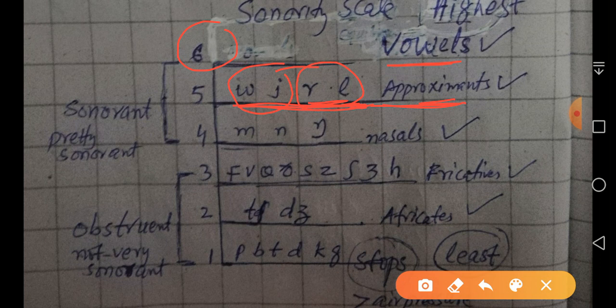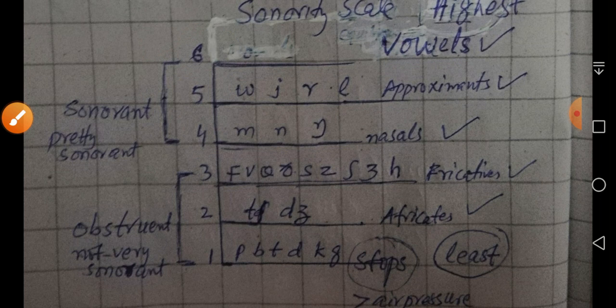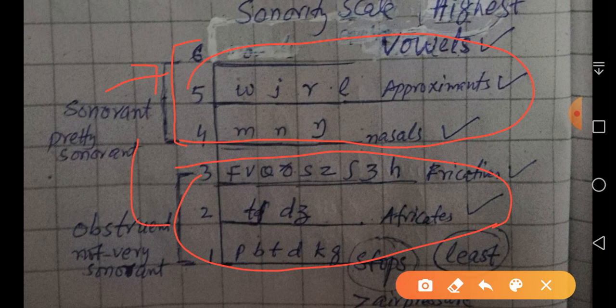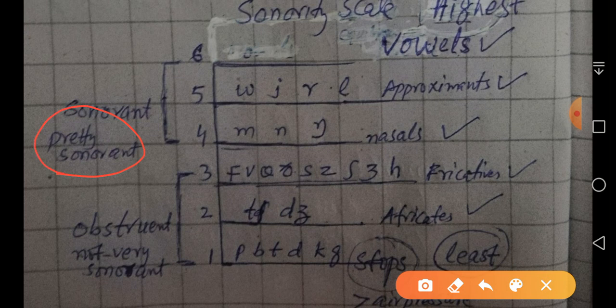And in their articulation, there is not much pressure inside the mouth. Then come nasals. If we assign values, this is 6 and this is 5 and this is 4. So they are a bit less sonorant, but these three categories of phonemes are known as sonorants. Sonorant means that when they are articulated, the air pressure inside the vocal tract is almost equal to the ambient pressure outside the lips in the atmosphere. And this group is known as obstruents. They are not as sonorant as these ones. That's why I have written here pretty sonorant, that is too much musicality, and here not very sonorant.